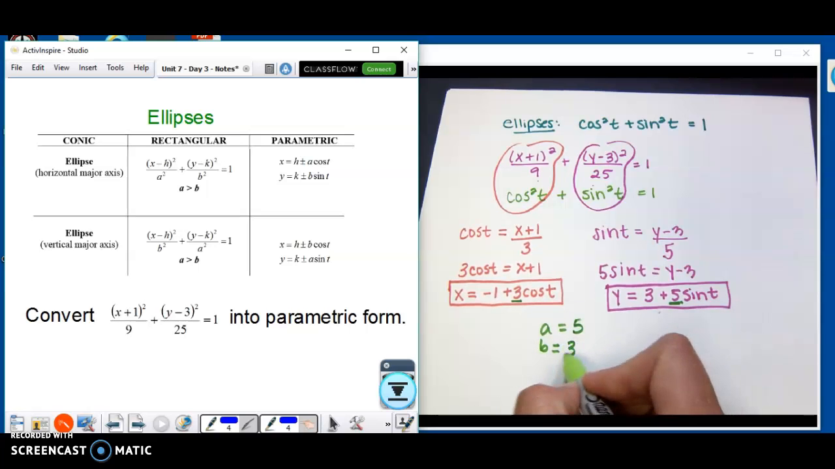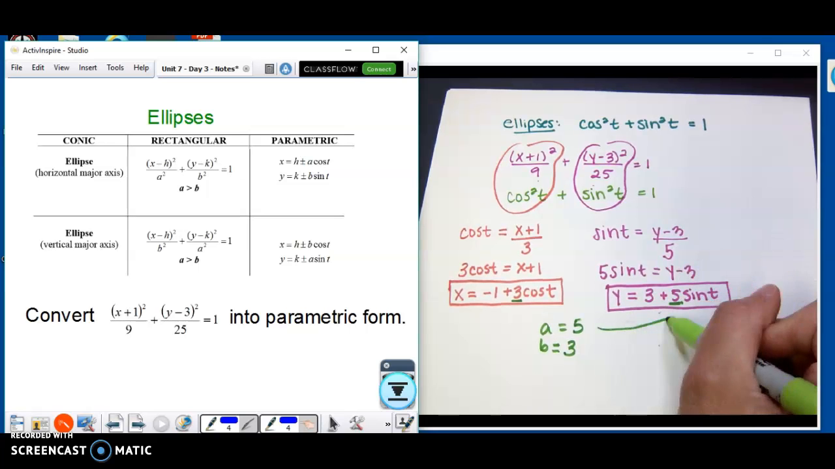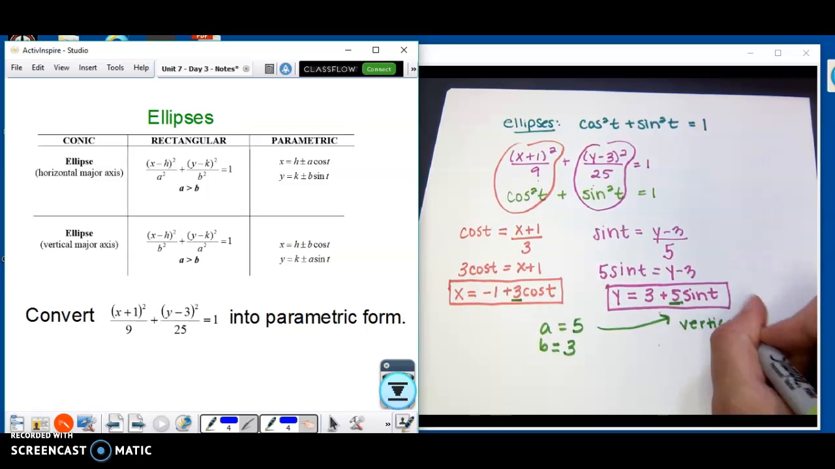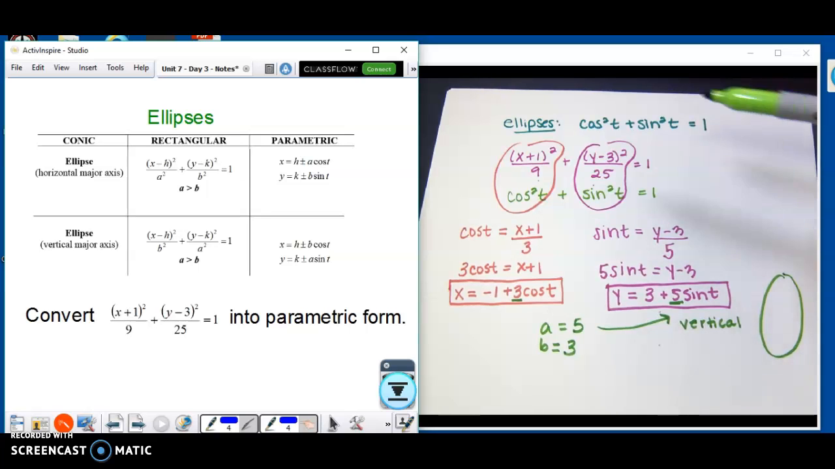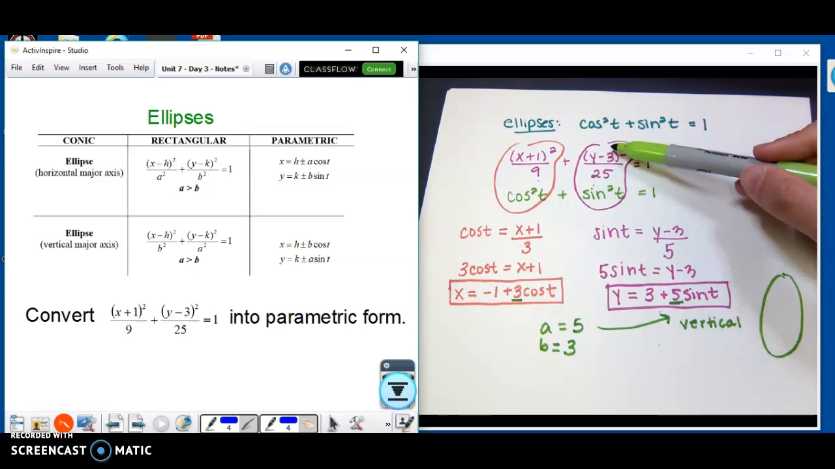And your B has to be the 3 here. Because that A was with the sine, that should tell you that this has a vertical major axis. So our ellipse, if we were to graph it, would be elongated vertically. And if you go back and look at the original problem, y squared over 25, 25 was the bigger number, so your A had to come from here, and because it was with the y, that's why it was vertical.